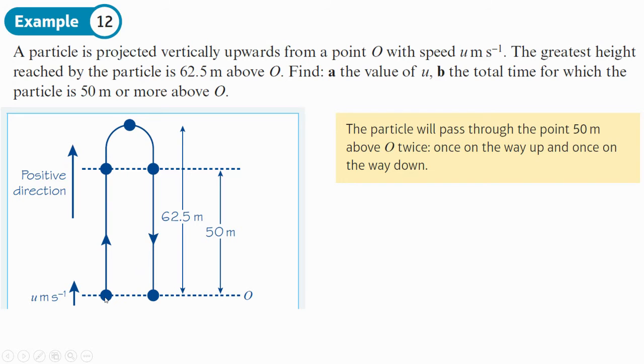Because the initial direction is going upwards, we're going to pick that to be the positive direction. And then this diagram represents this situation. So if we figure out what we know, what we're looking for, and put it into the appropriate formulas.